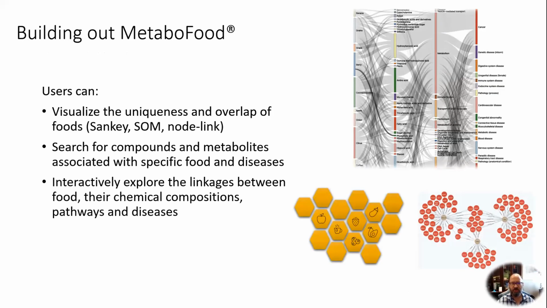So in building out our Metabolome of Food knowledge database, the goal is that users can visualize the uniqueness and overlap of foods using various data visualization techniques such as Sankey, SOM, and node link diagrams, which I'll show you as examples in the following slides. We also wanted people to be able to search for compounds and their metabolites associated with specific foods, and interactively explore linkages between their food, chemical compositions, pathways, and diseases.